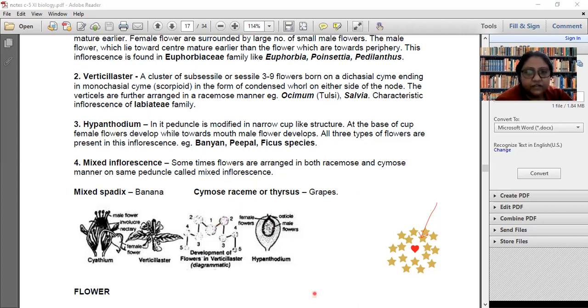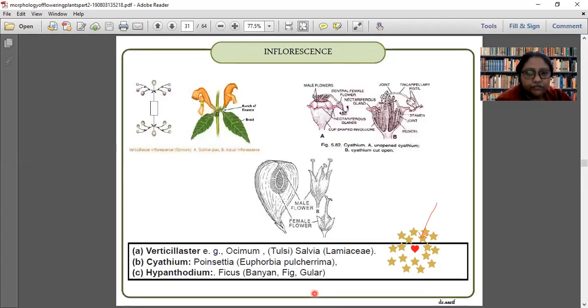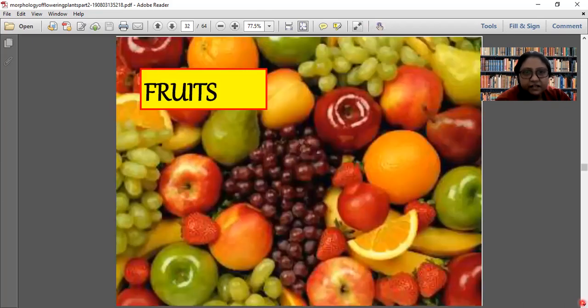Now let us have a look into this type of inflorescence. You can see that this one is verticillaster. This is the arrangement of flowers. This is cyathium. And this one is hypanthodium. Okay. So these are specialized inflorescences.